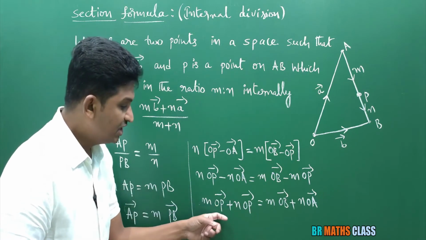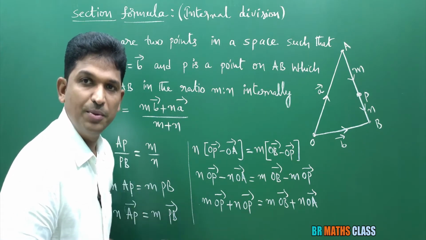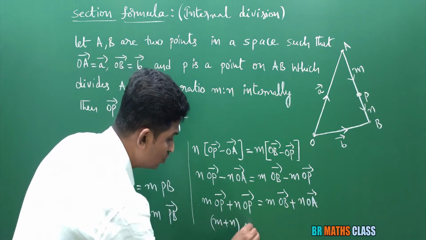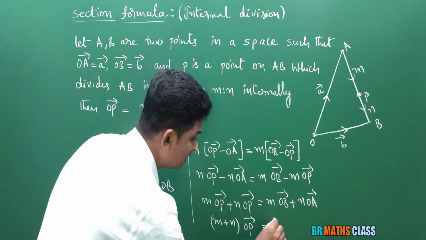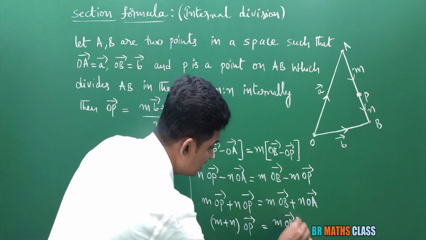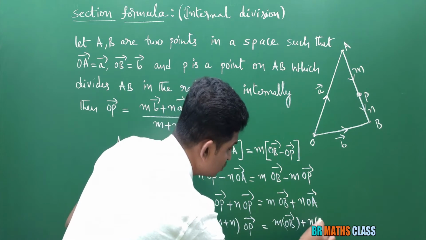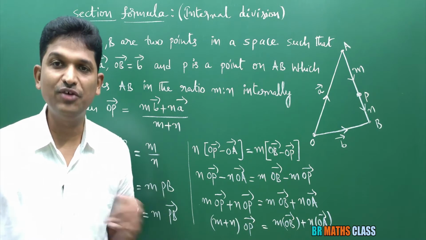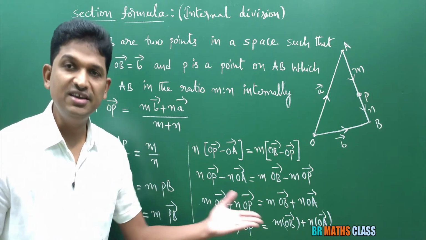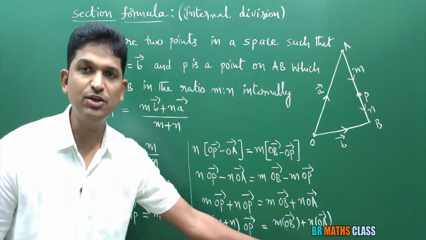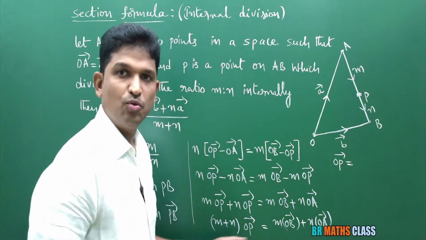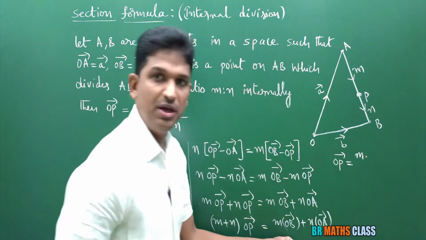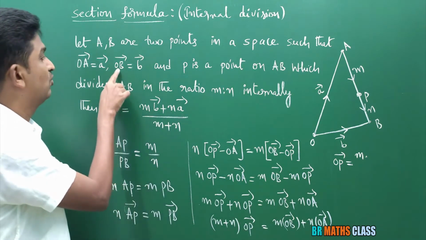In this you observe OP bar is there, here OP bar is there. I can take OP bar common. If you take OP bar common, what you will get? (m plus n) into OP bar equals m into OB bar plus n into OA bar. I got it like this. Actually, what I am trying for is OP bar. From this you can easily write OP bar. You take this m plus n to the right hand side. So from this step, what is OP bar? OP bar is m times OB bar. You observe in the beginning only, what is OB bar?